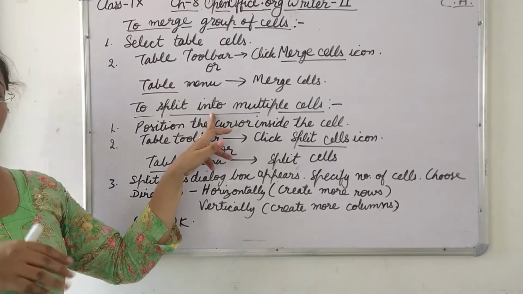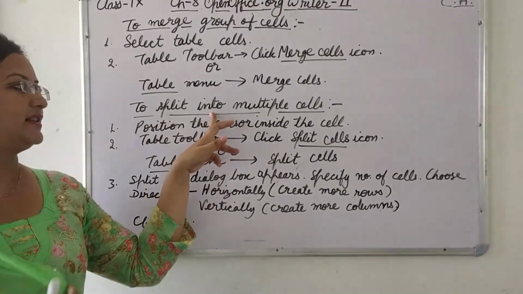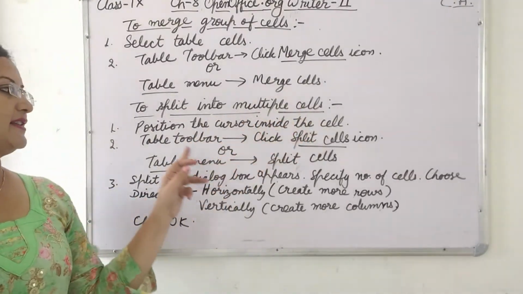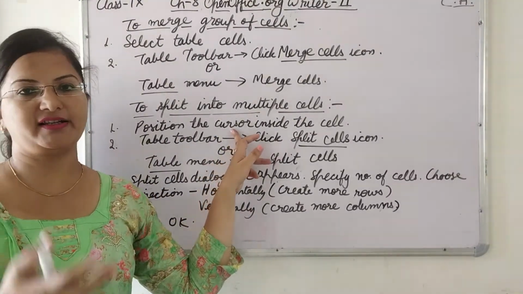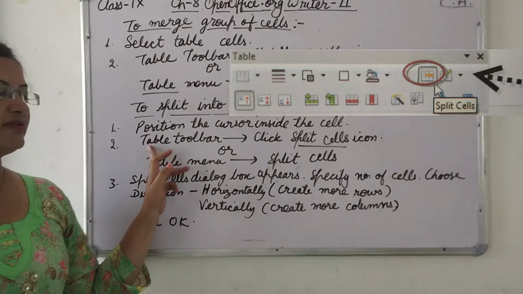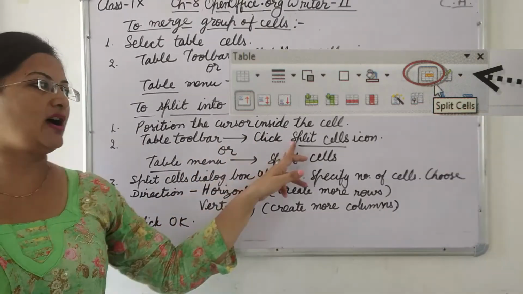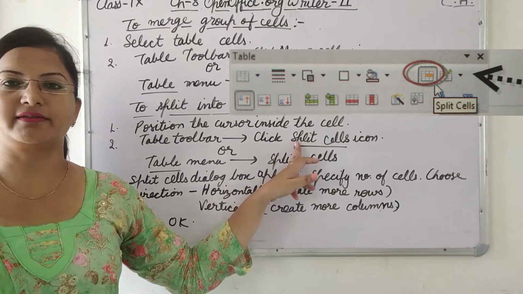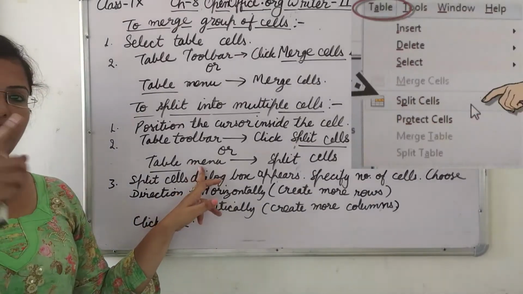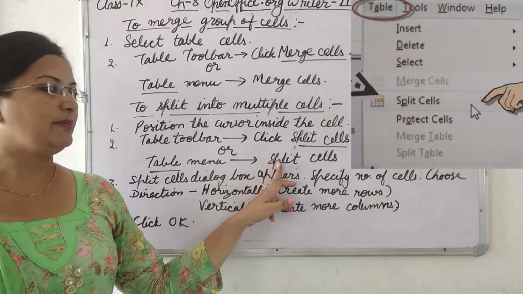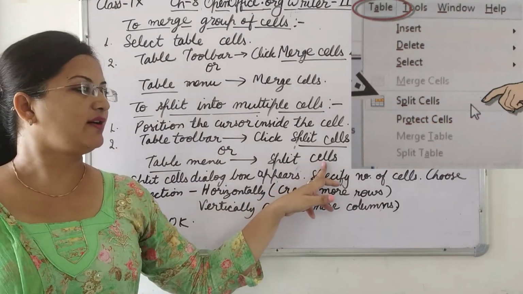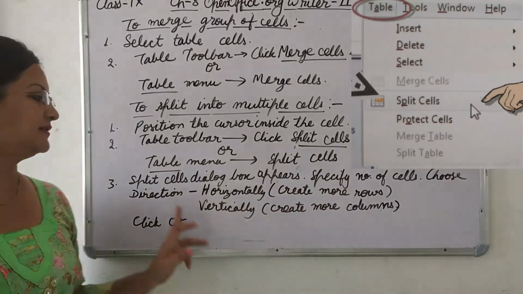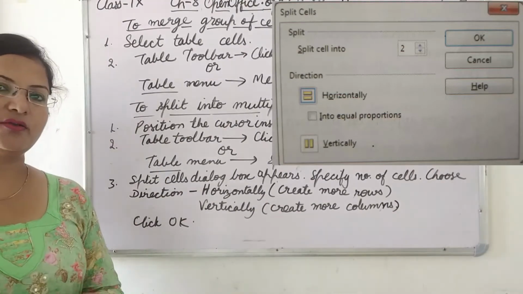Now if you want to split those merged cells into multiple cells, what to do? For that you have to take the cursor to the cell that you want to split, and in the Table toolbar you have to choose the Split Cell icon. Or in the menus, when you click on Table, the menu will appear, and then you have to choose the Split Cells option. Then the Split Cell dialog box will appear.